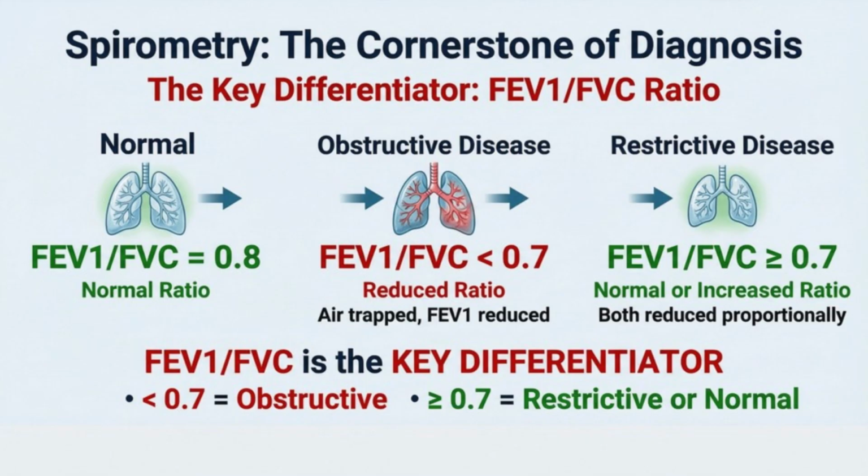Now we go to diagnosis, and spirometry is the cornerstone. The key differentiator is the ratio, FEV1 over FVC. In obstructive disease, the ratio is reduced, less than 0.7. In restrictive disease, the ratio is normal or increased, meaning 0.7 or higher.